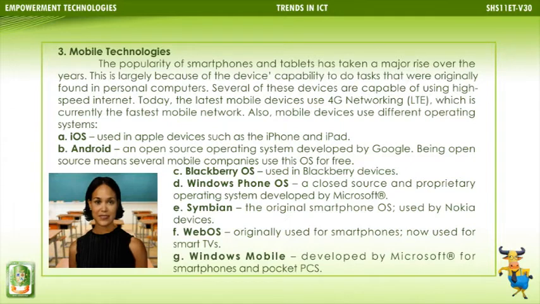Also, mobile devices use different operating systems. A. iOS, used in Apple devices such as the iPhone and iPad. B. Android, an open-source operating system developed by Google. Being open-source means several mobile companies use this OS for free. C. BlackBerry OS, used in BlackBerry devices. D. Windows Phone OS, a closed source and proprietary operating system developed by Microsoft registered trademark. E. Symbian, the original smartphone OS, used by Nokia devices. F. WebOS, originally used for smartphones, now used for smart TVs. G. Windows Mobile, developed by Microsoft registered trademark for smartphones and Pocket PCs.